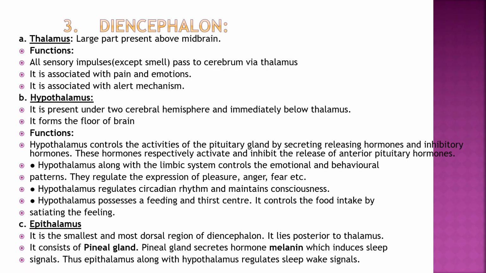Functions: hypothalamus controls activities of the pituitary gland by secreting releasing hormones and inhibitory hormones. So it controls the pituitary gland and then all other glands. The hypothalamus, along with the limbic system, controls emotional and behavioral patterns. They regulate the expression of pleasure, anger, fear. Hypothalamus also regulates circadian rhythm and maintains consciousness and homeostasis. The hypothalamus possesses a feeding and thirst center. It controls the food intake by satiating the feeling.